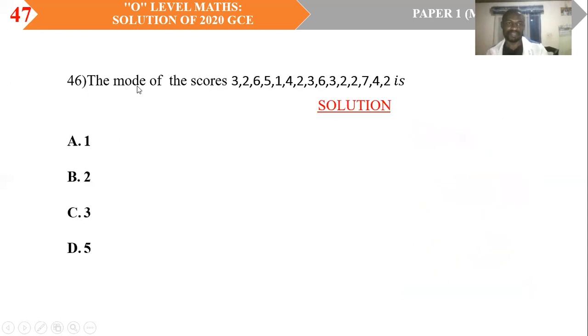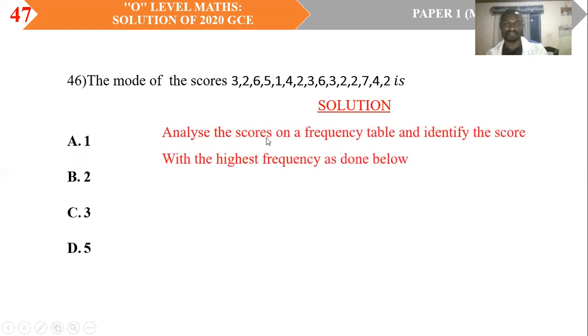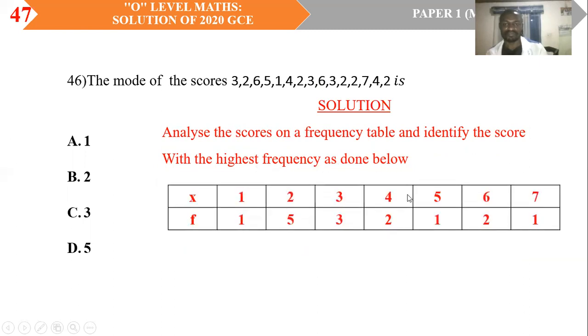Question 46. The mode of the scores 3, 2, 6, 5, 1, 4, 2, 3, 6, 3, 2, 2, 7, 4, 2 is found by analyzing the scores on a frequency table and identifying the score with the highest frequency, as done below. This is a frequency table: X, the score, and F, the frequency. The score 1 appears 1 time. The score 2 appears 5 times.